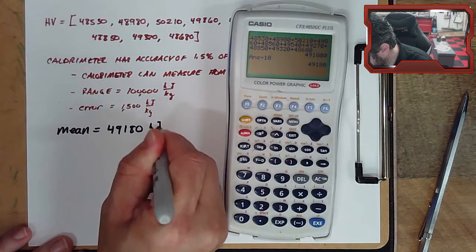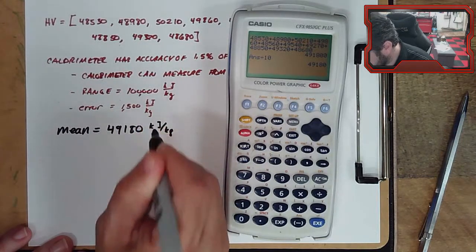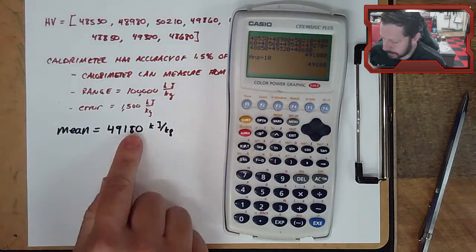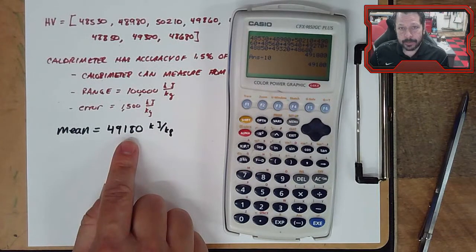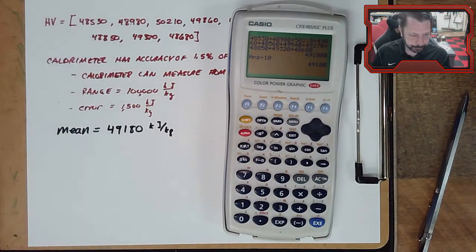And that would be kilojoules per kilogram also. All right, so that's the mean of our 10 sample set of measurements. We need the standard deviation also.